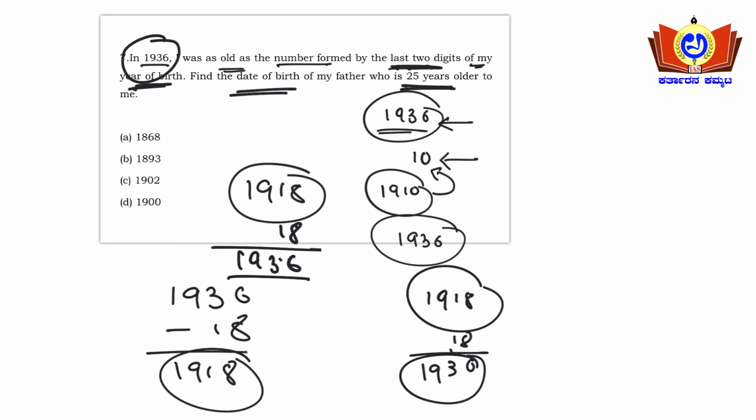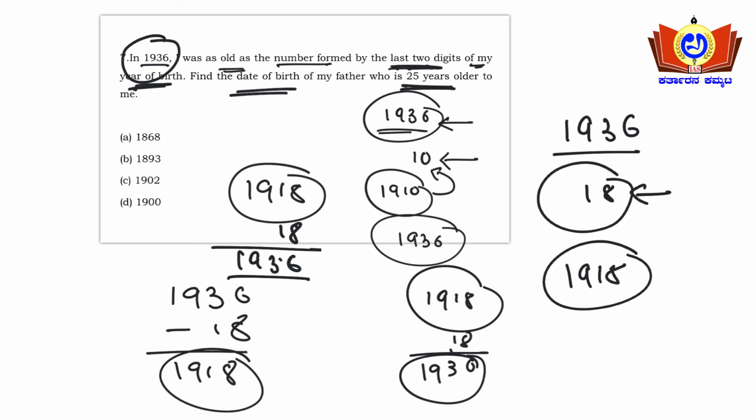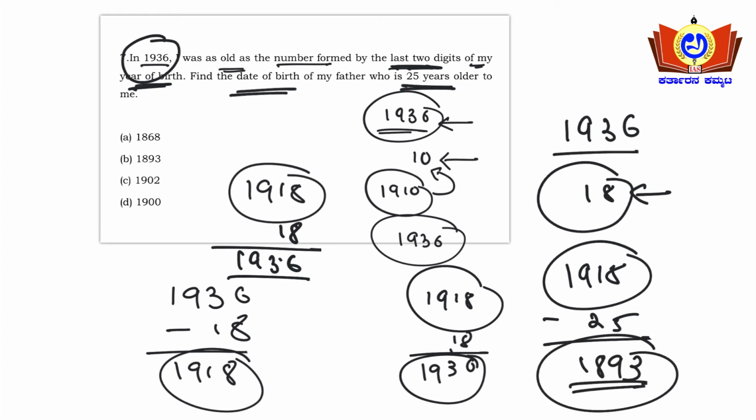Okay, simple question, my dear friends. In 1936 he is 18 years old, so he was born in 1918. 25 years older means minus 25 years. 1918 minus 25 is 1893. Simple, right? So 1893 is the year of birth of his father. So option B is the right answer, my dear friends. Okay, moving on to the next question.